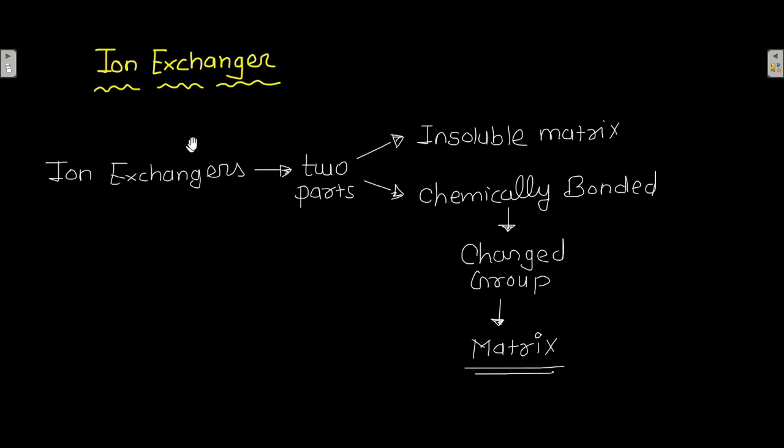Now let's talk about the ion exchanger. Ion exchangers are made up of two parts. The first is the insoluble matrix, and the second is the chemically bonded charged groups which are present within or on the surface of the matrix. There is chemical bonding between the charged group and the insoluble matrix. That is what your ion exchanger is.